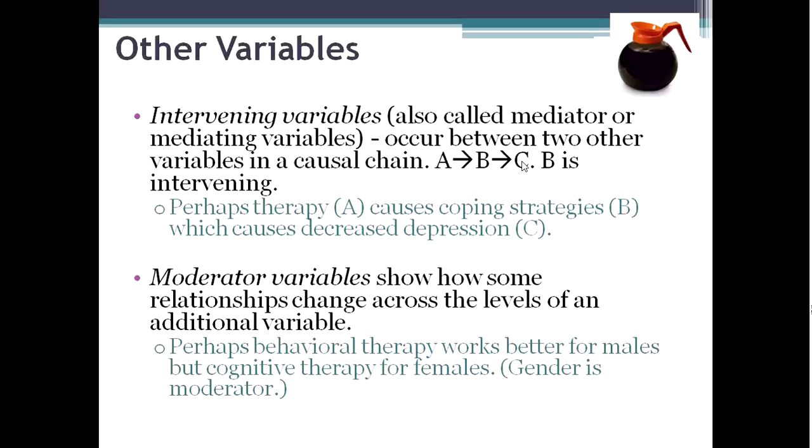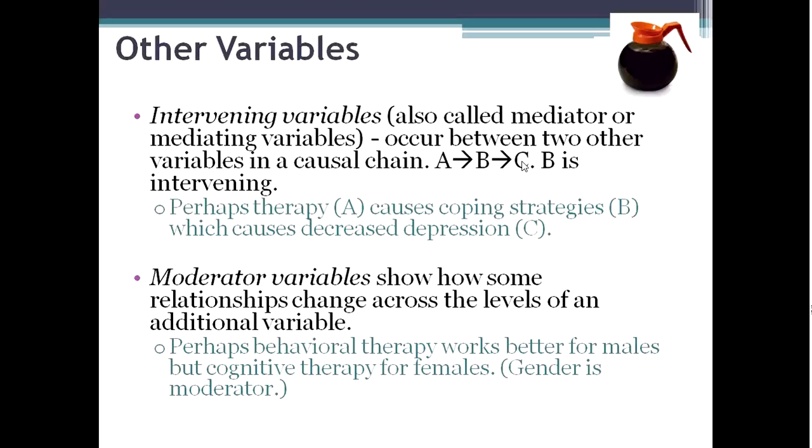So for example, in this therapy example, perhaps we find that there's a relationship between therapy and decreased depression. So the people who are in the experimental group and receive the therapy have significantly decreased depression compared to the control group. But this is moderated by gender, which means that gender changes how this relationship works. It works better for males rather than females.